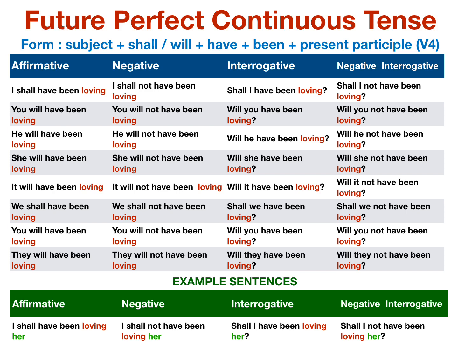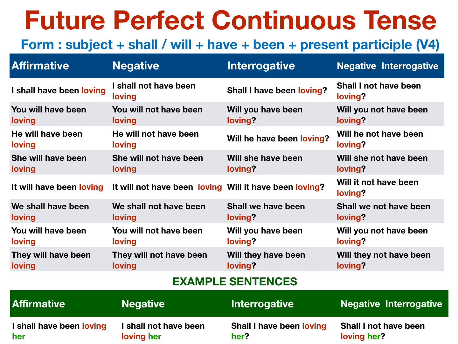She will have been loving. She will not have been loving. Will she have been loving? Will she not have been loving? It will have been loving. It will not have been loving. Will it have been loving? Will it not have been loving?